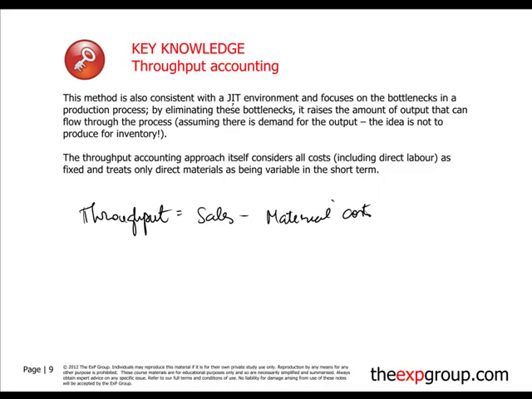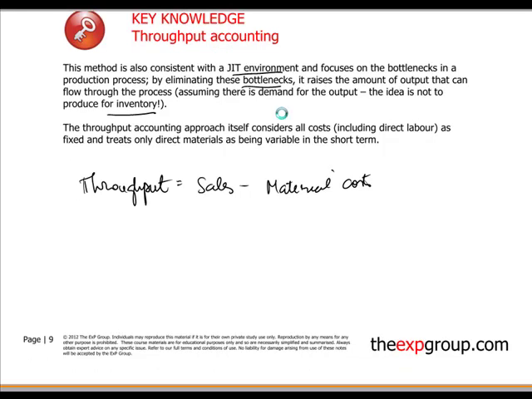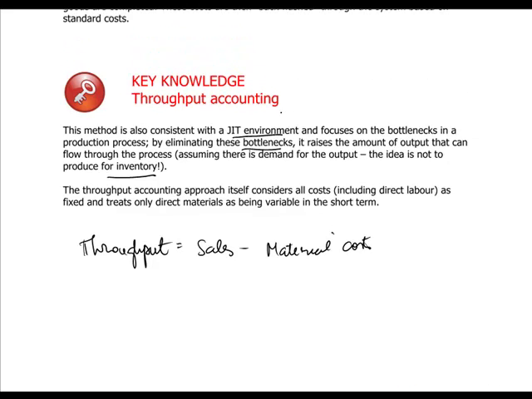It is consistent with and used in just-in-time environments where basically no inventories are produced. We don't produce on stock. We are identifying bottlenecks and we want to make as much use of those bottleneck resources as we can. This is why we use throughput accounting. And please remember that throughput accounting treats all of the costs as fixed, and treats only direct material costs as being variable in the short term.